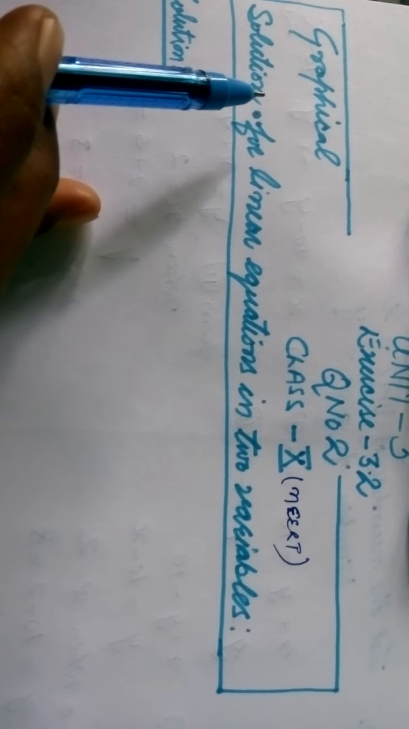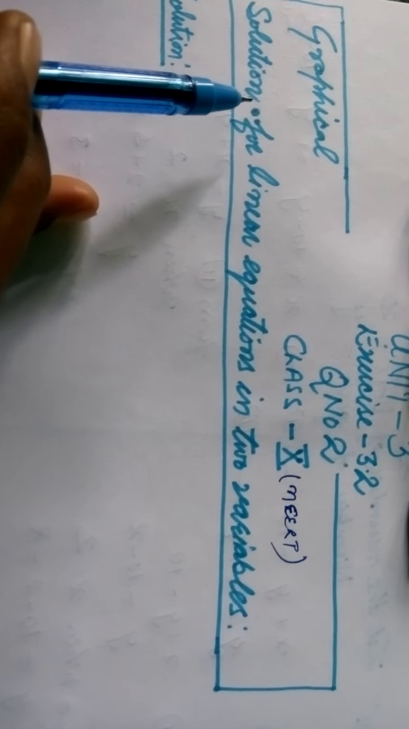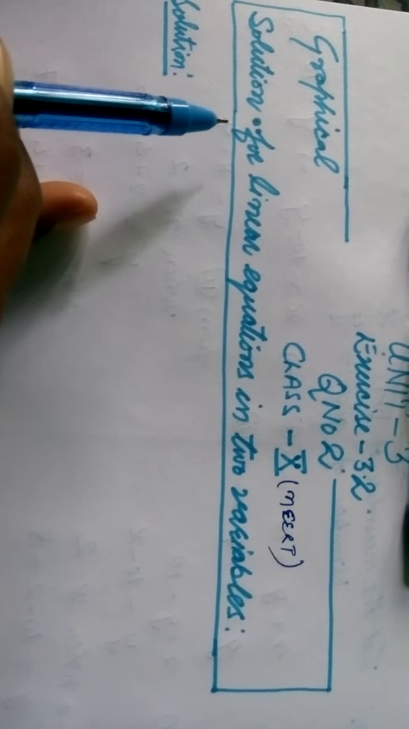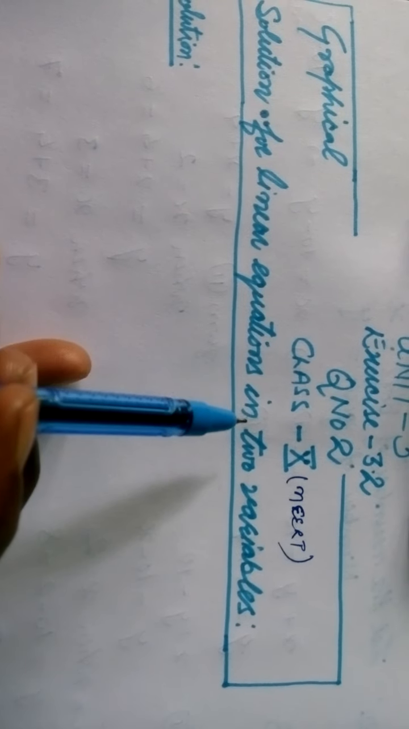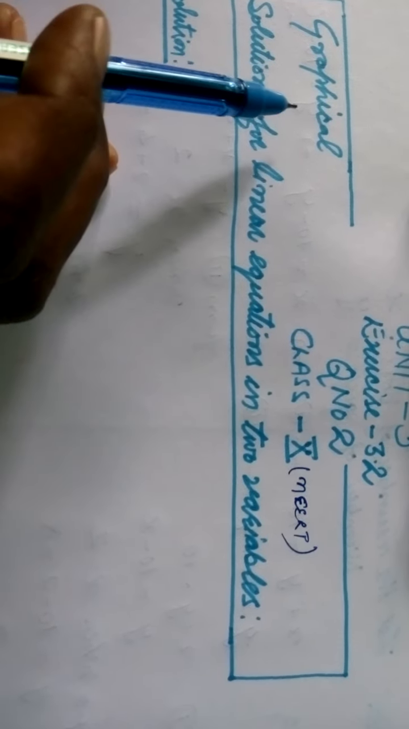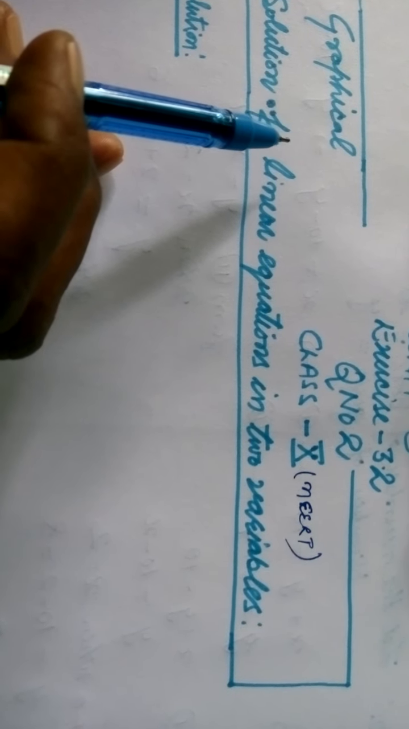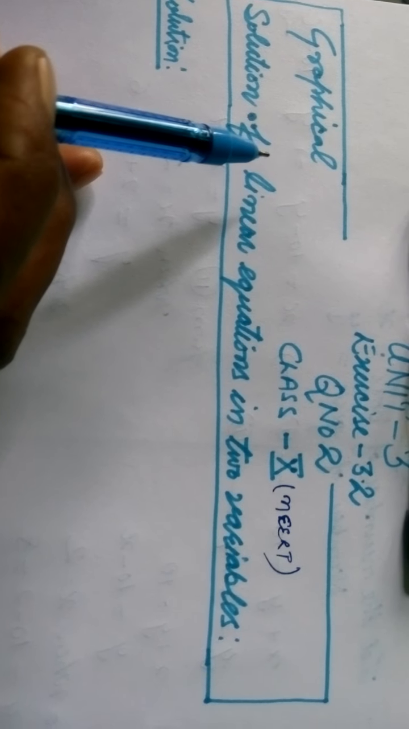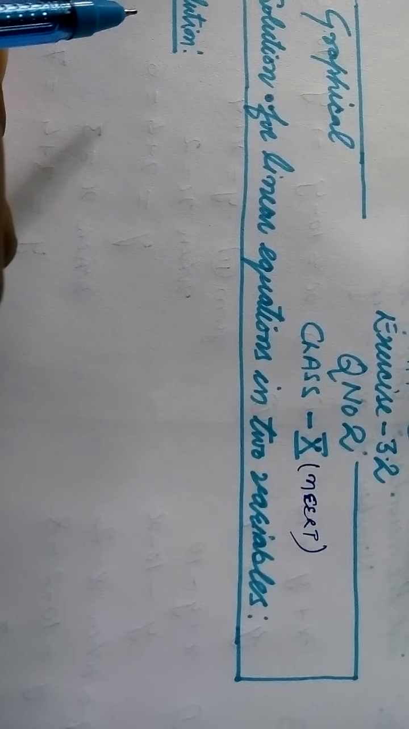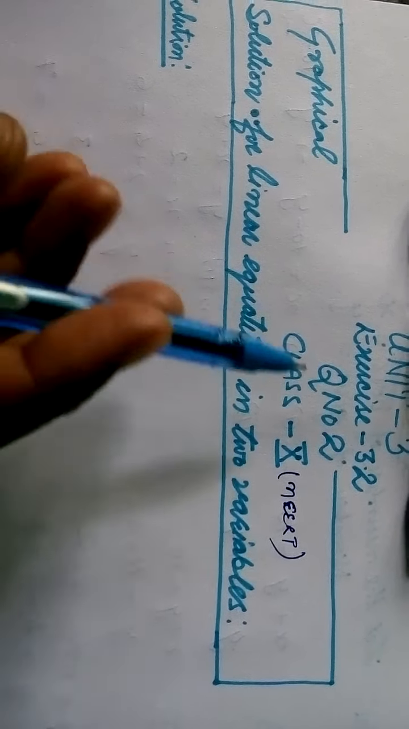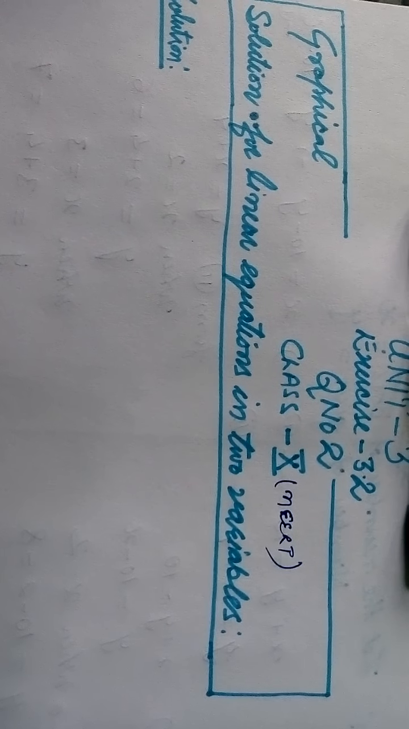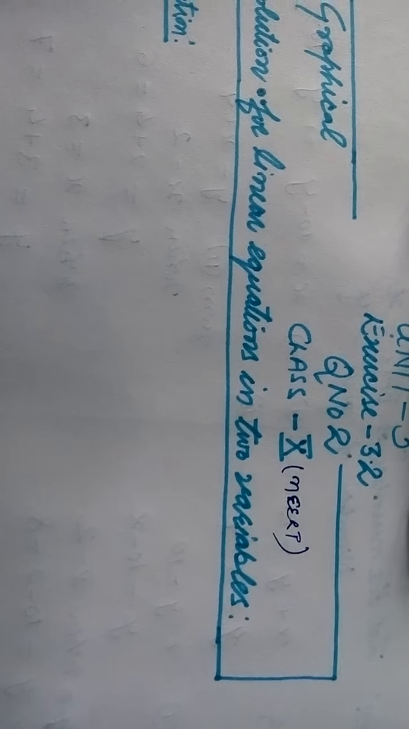What is this exercise? In this exercise, we are going to solve the linear equations of two variables by graphical methods. By drawing a graph or by plotting a graph, we are going to find the solution of the linear equations given in this chapter, in this exercise. Now let us take the first question.